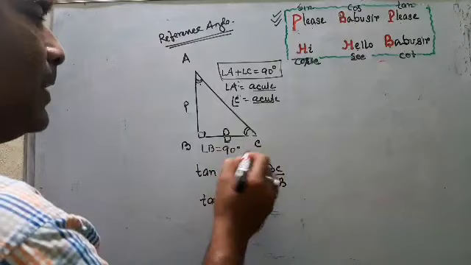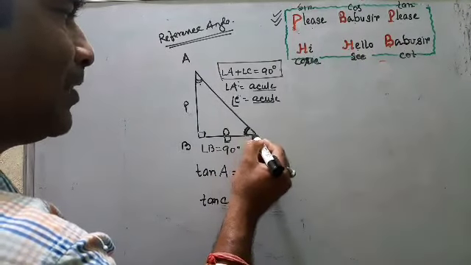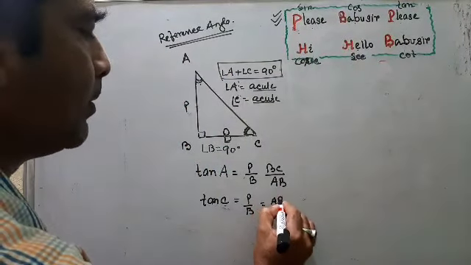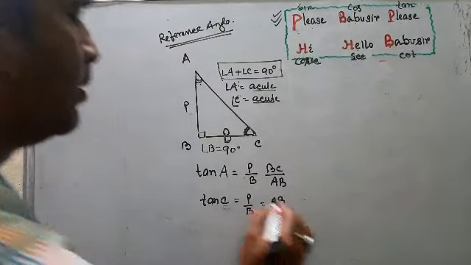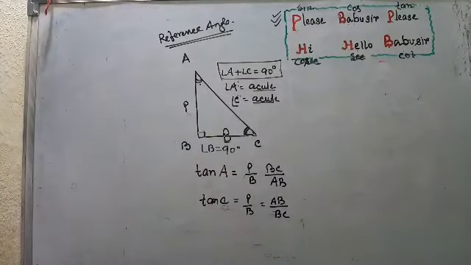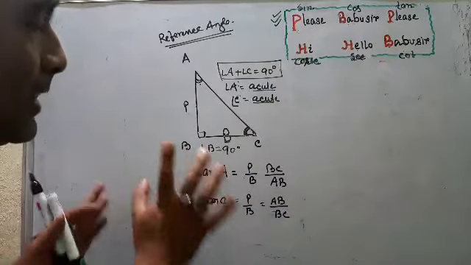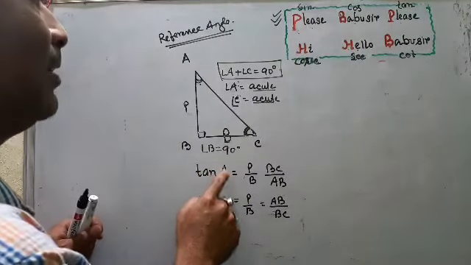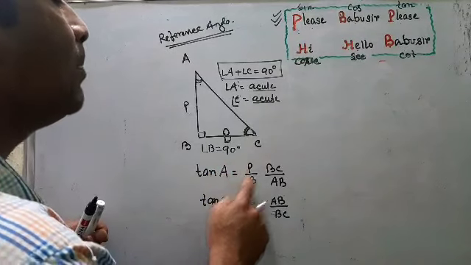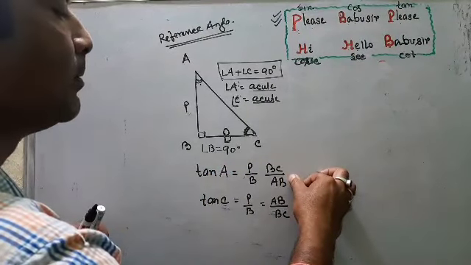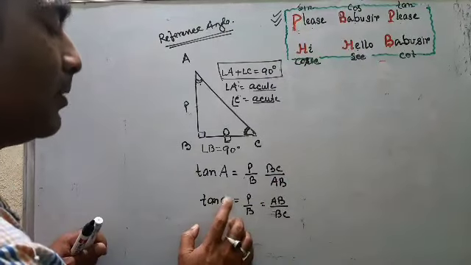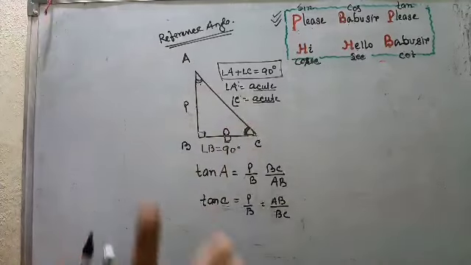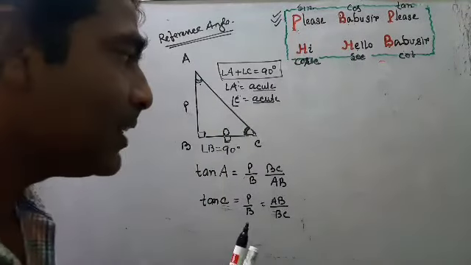Tan C, tan means P by B. Because tan C is given, that means C is the reference angle. That's why the opposite side is the perpendicular. So AB by BC. So we can check from here that in both cases tan is the same, but where is the difference? Reference angle. Because for tan A, angle A is the reference angle, so P by B is BC by AB. And for tan C, angle C is the reference angle, that's why P by B means AB by BC. That means the reference angle is important.